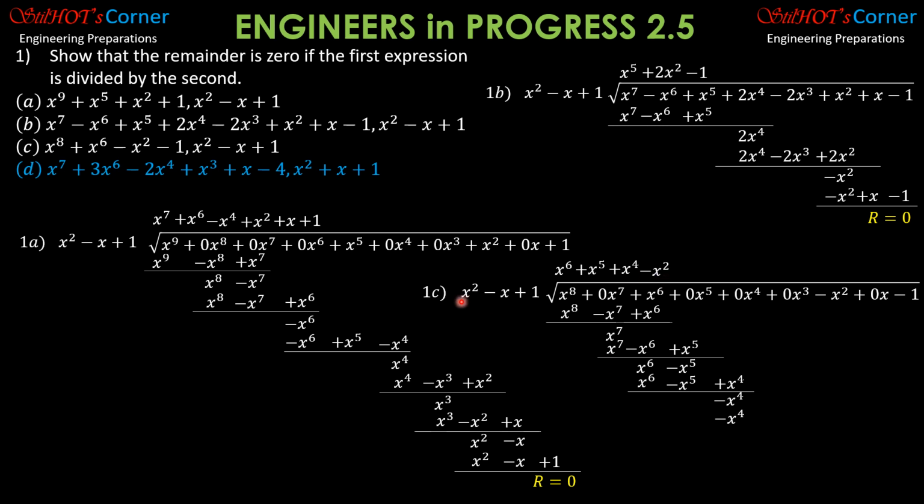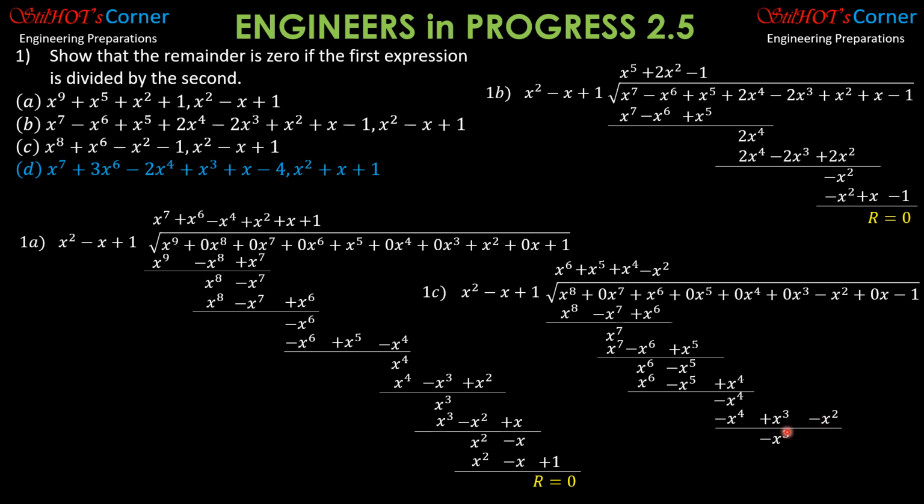Negative x squared times x squared, negative x to the 4th. Negative x squared times negative x, positive x cubed. Negative x squared times 1 is negative x squared. Subtract, so negative x to the 4th will be eliminated. 0 minus x cubed is negative x cubed. Then negative x squared minus negative x squared will be 0.